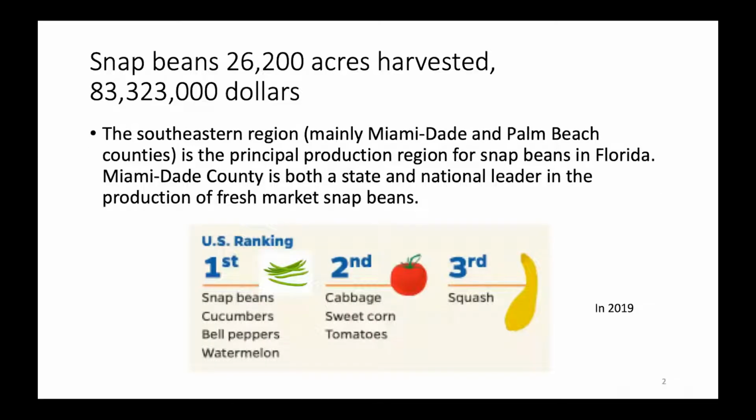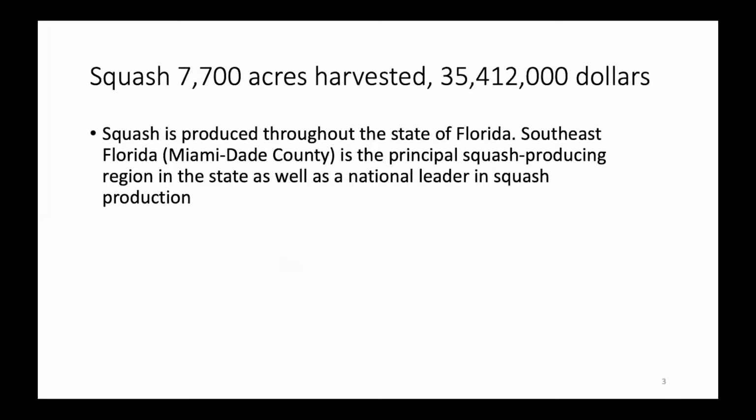Squash and snap bean are important economic crops in the United States, especially throughout the state of Florida. Snap bean is very popular in the market, and Miami-Dade County is both a state and national leader in the production of fresh market snap beans. In 2019, Florida ranked first with snap bean production and third with squash. Same as snap bean, Florida also is the national leader for squash production. In this case, squash and snap bean production is crucial for the Florida agricultural industry.